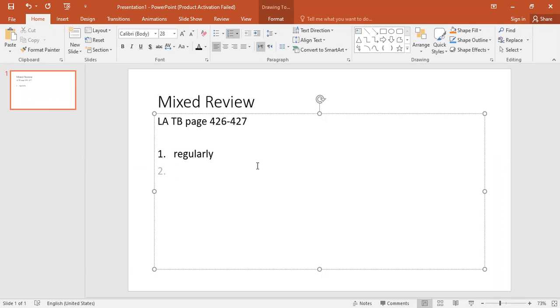A pop music concert was recently held at the park. Recently. Very good. The first one is regularly, and recently is correct. Thank you. Malak, number 3.